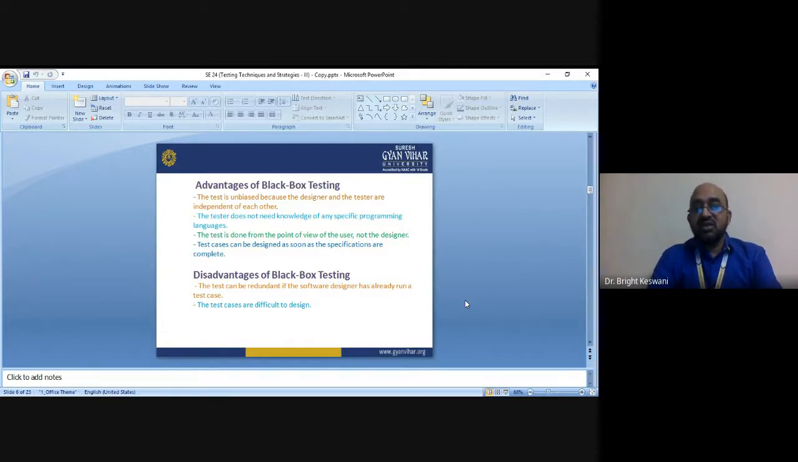The second disadvantage is that test cases are difficult to design, because designing test cases is a difficult process. But black box testing is based on test cases, so the designing of test cases is important. Now, how to design appropriate test cases? We have to imagine several scenarios.